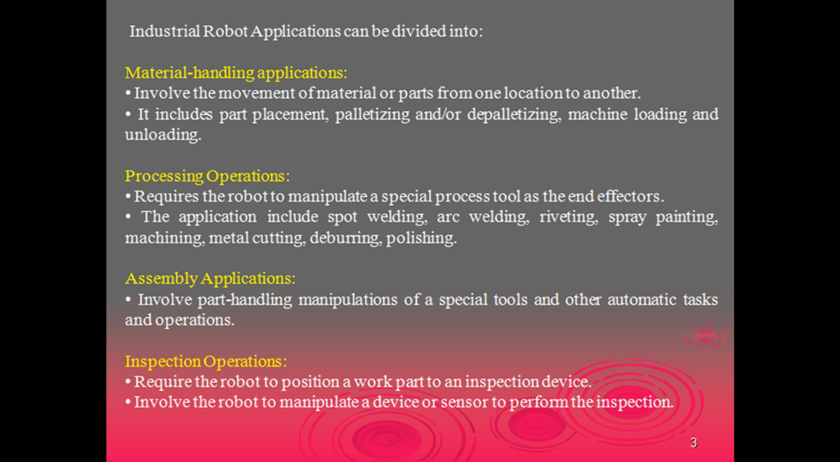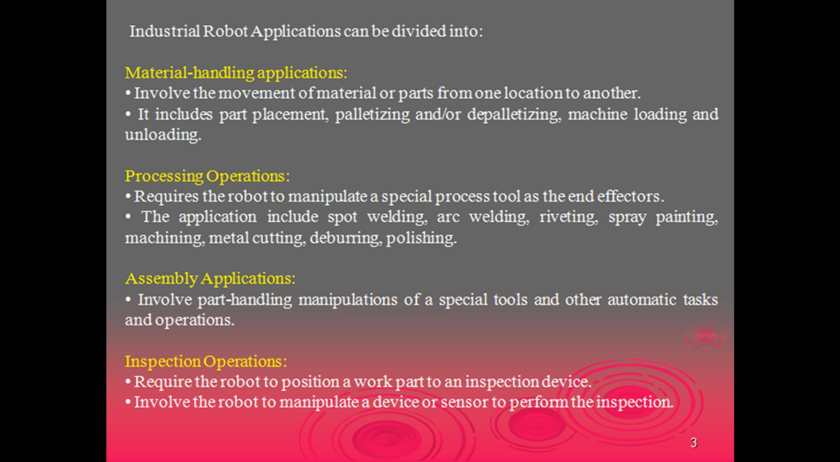The next application is processing application. It requires the robot to manipulate a special process tool as the end effector. The applications include spot welding, arc welding, riveting, spray painting, machining, metal cutting, deburring, and polishing. The next application is assembly. It involves part handling, manipulations of special tools, and other automatic tasks and operations.